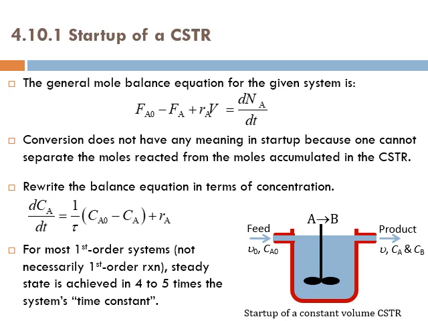For most first order systems, steady state is achieved in 4 to 5 times the system's time constant. Remember, I don't know if you have taken dynamics already or not, but tau p, the process tau, is that time constant. If you multiply it by 4 to 5, that would be the time necessary to achieve the steady state. If you did not take dynamics yet, ignore this sentence that I have just said.